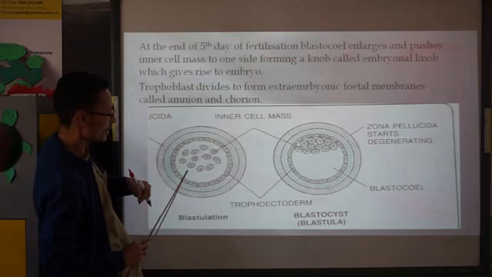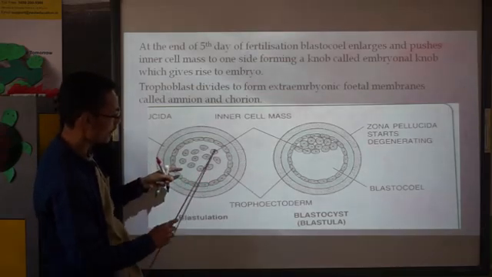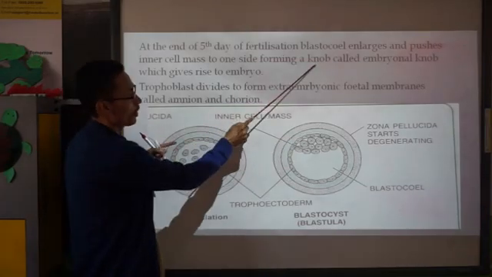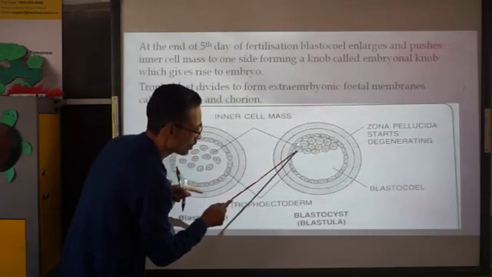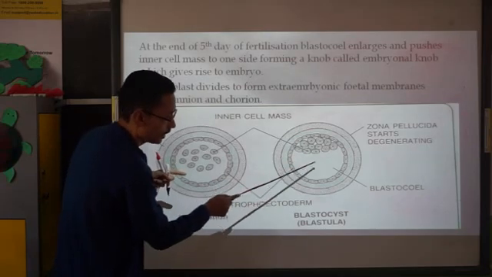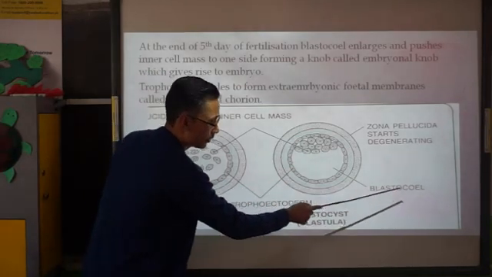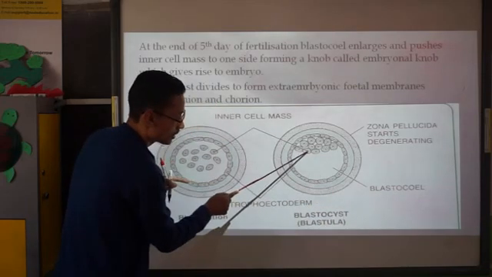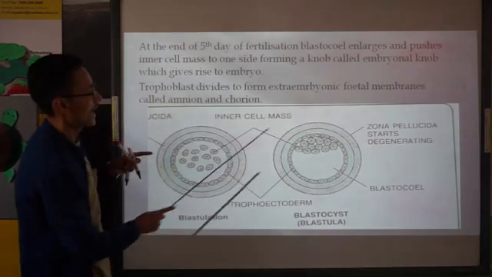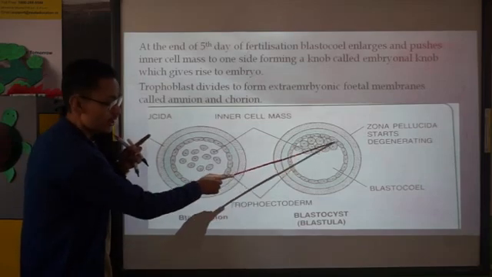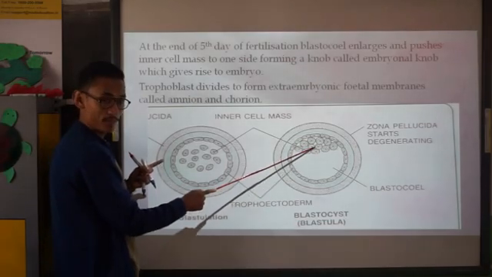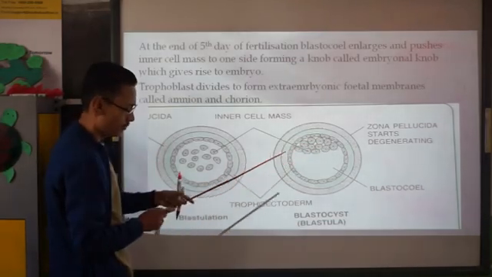But when the cavity keeps on enlarging, those blastomeres or inner cell mass will move to one side, thereby forming a knob called the embryonal knob. This knob is formed due to the enlargement of the cavity called the blastocoele. And this embryonal knob, listen carefully, which is composed of the inner cell mass, will give rise to the embryo. Clear?